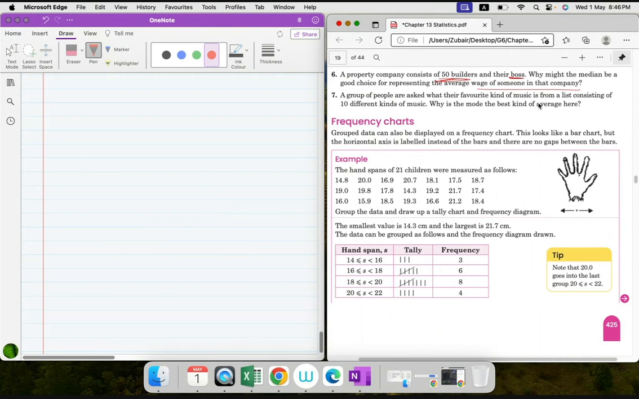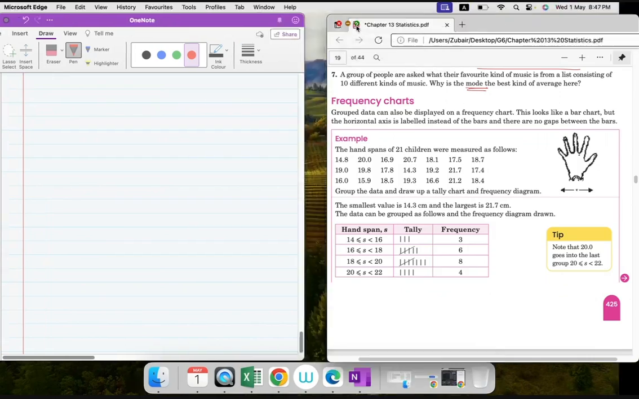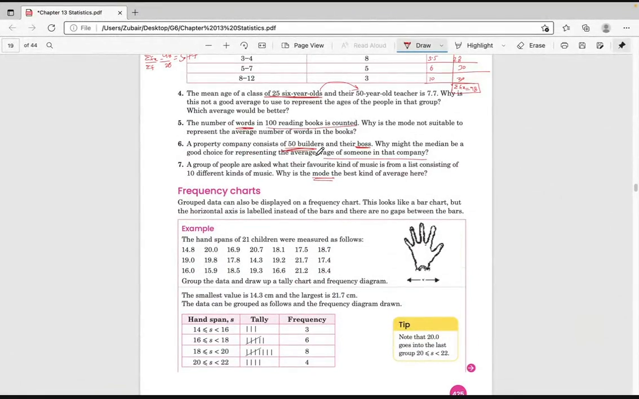from a list consisting of 10 different kinds of music. Why is the mode the best average? Now when we are talking about type of music, mostly, when you take a review in your class, you have to play music. What would you do? The music which most of your friends are selecting. So mode is the best choice because more people like that music. So when you do the voting, you get the type of music's votes and you play that. Clear? Yes, sir.